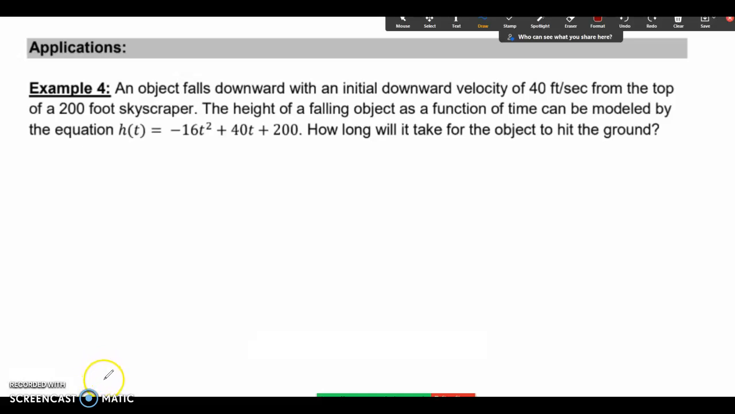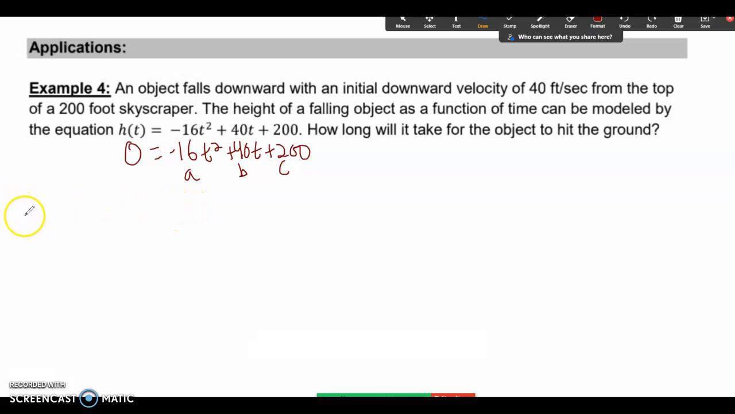Okay, this one we have an object that is on top of a 200-foot skyscraper and falls down. It wants to know when the object will hit the ground. So we want my height to equal 0. Here's my A, B, and C. You can factor this out if you want to. You can factor out at least a 4.